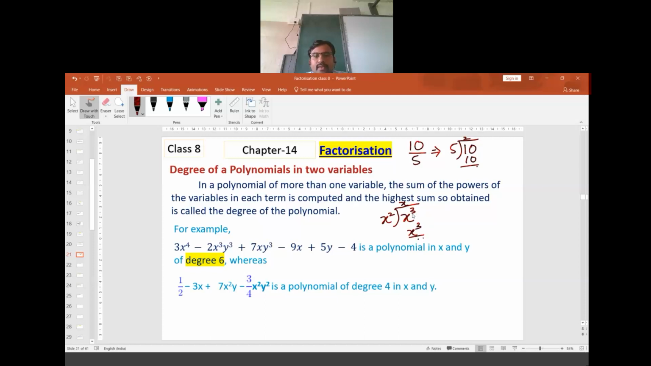Here look at the degree of x cube. Degree is 3. Divisor is x square. Degree is 2. So always you should know that the continuity of the division will be there until the degree of the dividend is greater than the degree of the divisor. So we should know this concept of degree of polynomial.